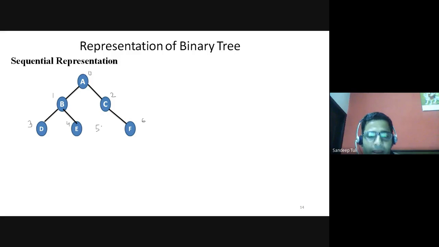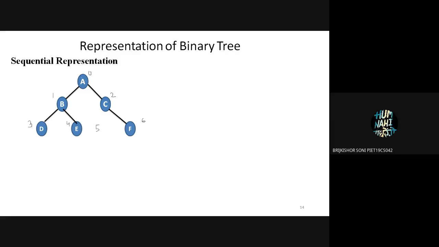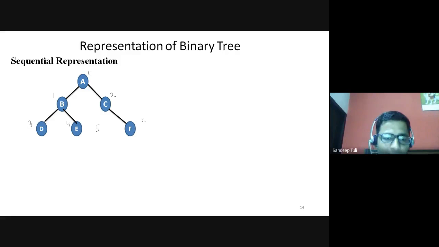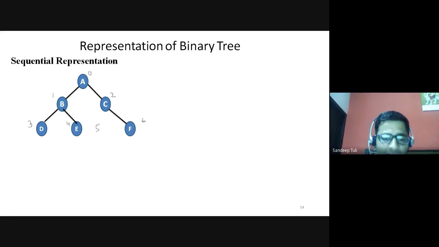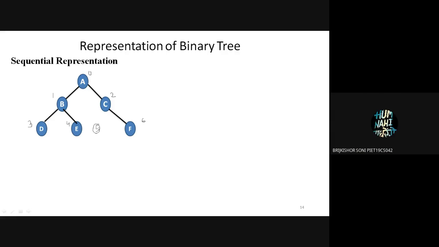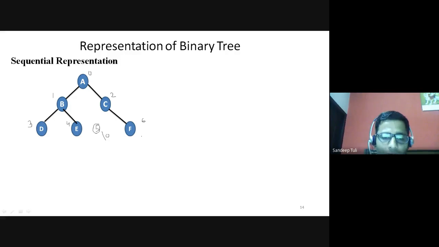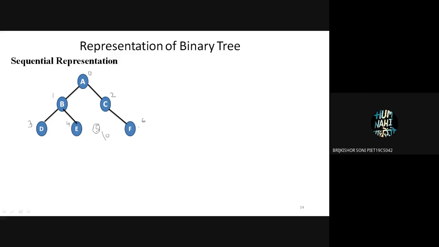Now we will make an array. What we will do? अब जो array बनेगा, उस array में 0 index पे क्या होगा? Root node A. 1 index पे क्या होगा? B. 2 index पे क्या होगा? C. 3 index पे क्या होगा? D. 4 पे E. 5 पे X, Y, Z कुछ भी हो सकता है, blank, null value. 6 पे F. And so on.